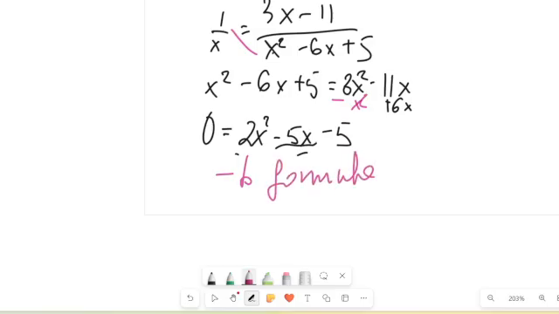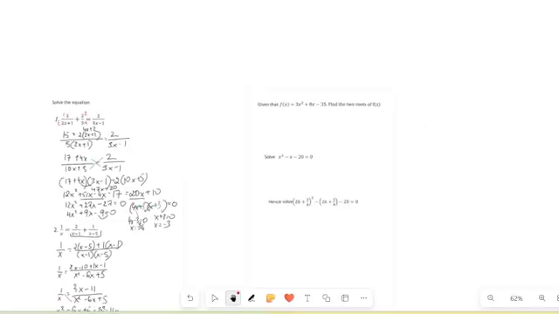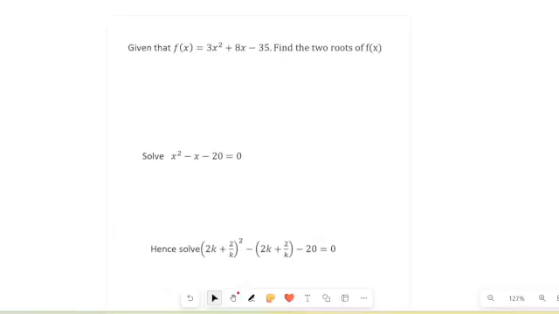Okay, so you just sub it in for a equals 2, b equals minus 5. Make sure that you use the right sign, and then c is also minus 5. Use the formula to get the two solutions. Okay, and now finally the last one about the quadratic function.